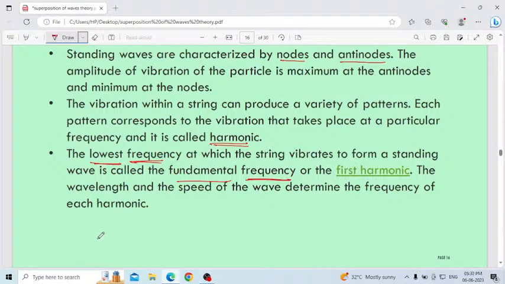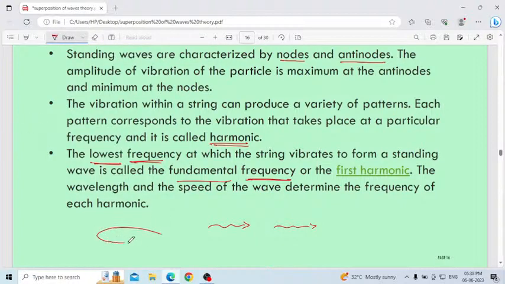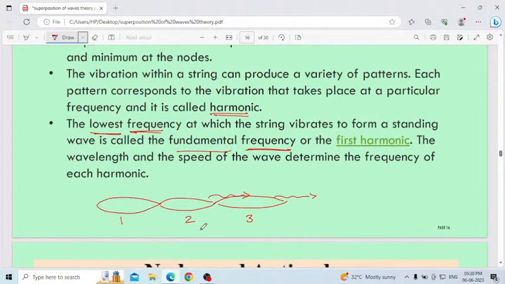Like the first wave we will get. When two waves get superimposed, they will form a first wave like this. I will write properly. First wave, that one only we will consider as a first harmonic, like this first wave. One wave, then the second wave like this, they will overlap. This is the third wave like this. This is the first harmonic, then we will consider the second harmonic, third harmonic. This I will explain in detail, what is meant by harmonic.